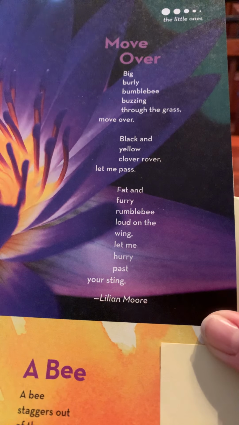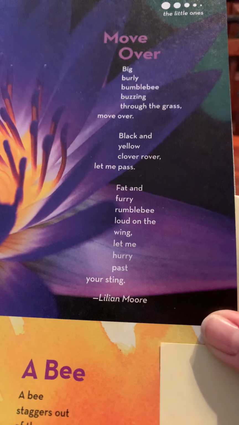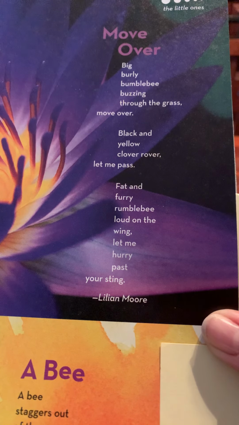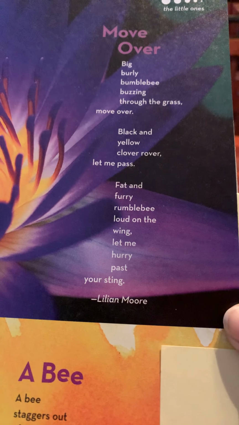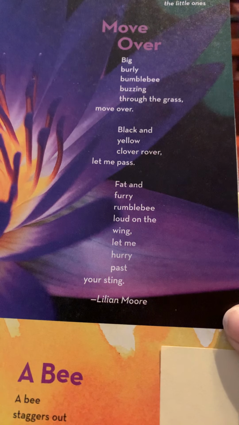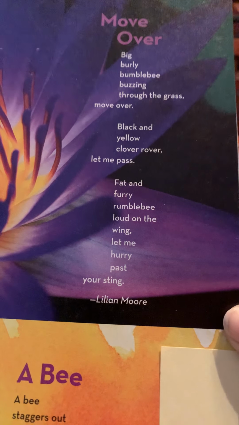Big burly bumblebee buzzing through the grass. Move over. Black and yellow clover rover. Let me pass. Fat and furry rumblebee, loud on the wing, let me hurry past your sting, by Lillian Moore.